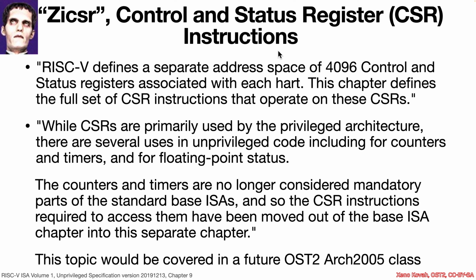So ZICSR is very much the kind of thing that is more appropriate for some future Architecture 2005 class that's more analogous to our Architecture 2001. In 2001, we covered the privileged and OS internals elements of x86 architecture, so 2005 would be the same thing for RISC-V.